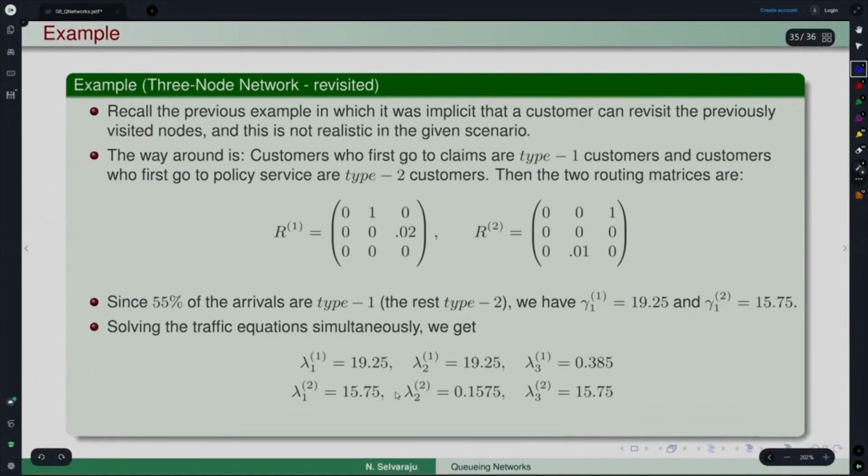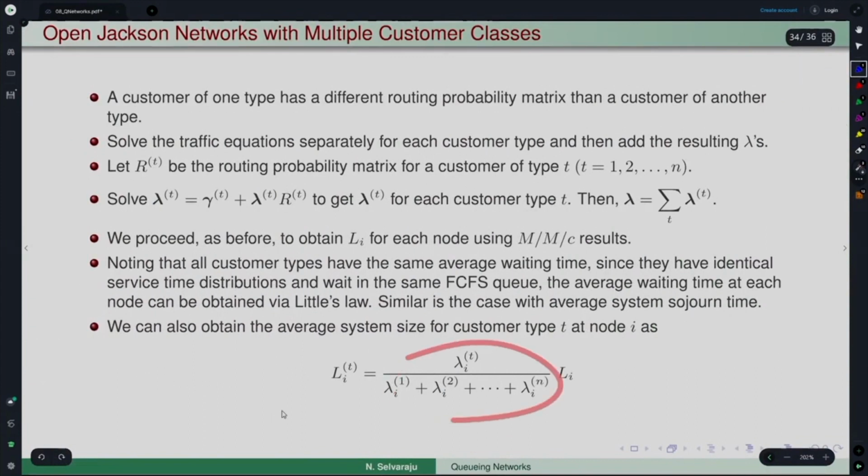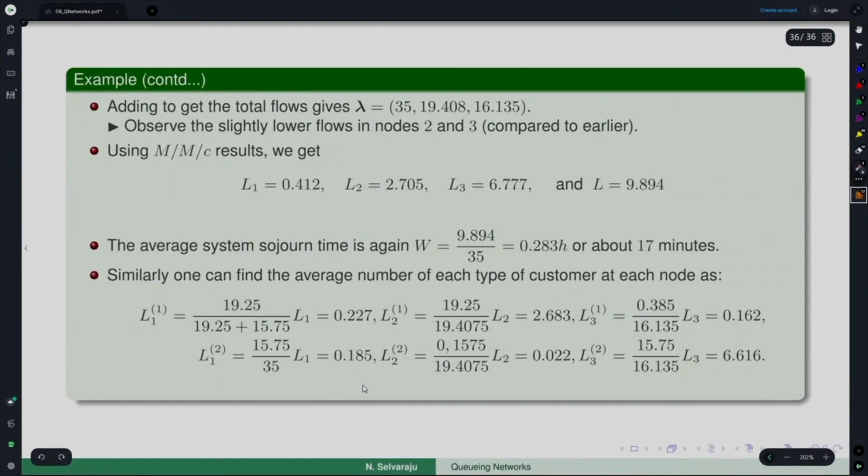So that is also possible to obtain in the case of multiple classes. We just use this expression, this proportion, because this is the total mean flow rate in node i, and this is of the kth class. So the proportion of this Li would give you the mean number of customers in the system for the kth class in the ith node. That is precisely this, you can obtain it here. Okay. Fine. So, this is all for multiple classes.